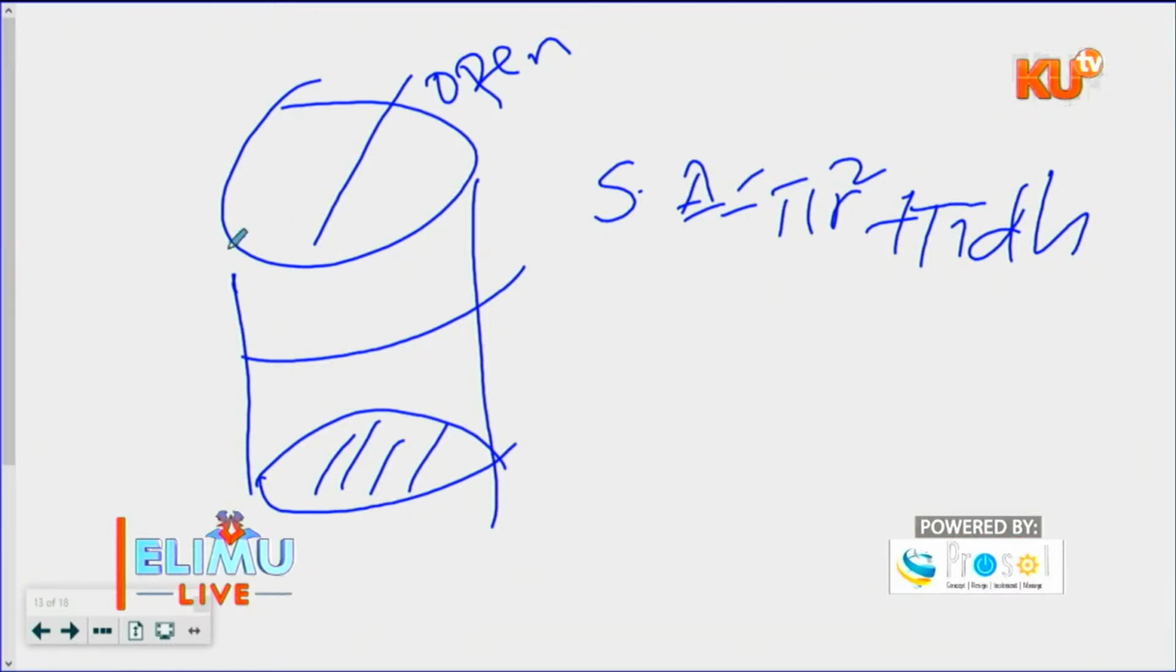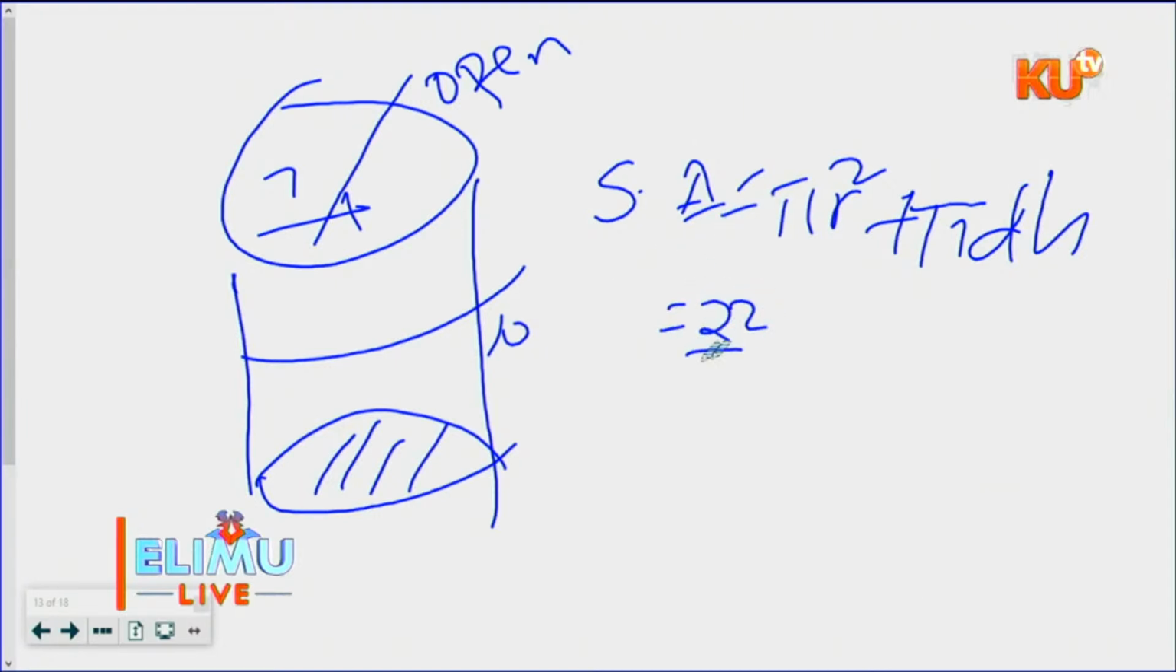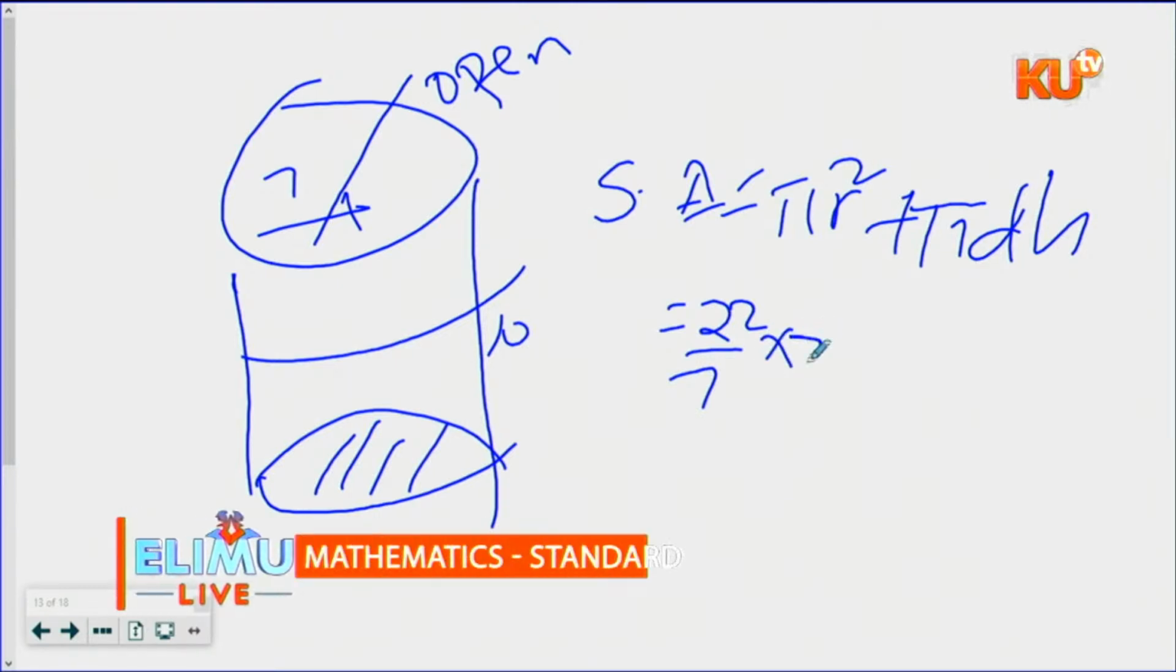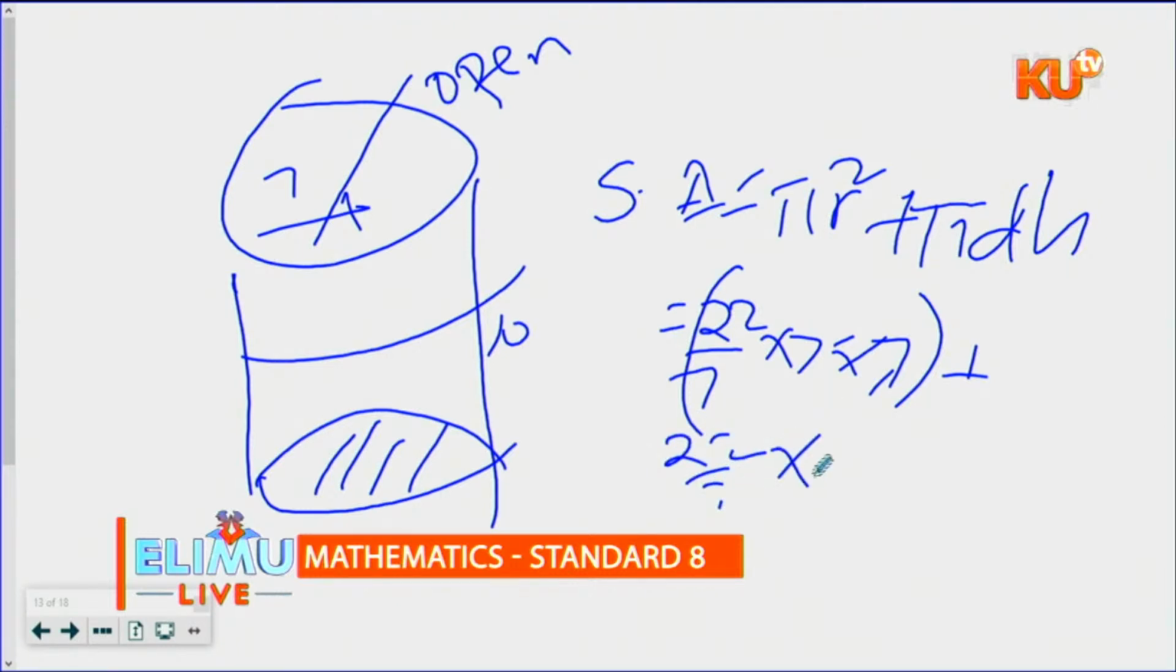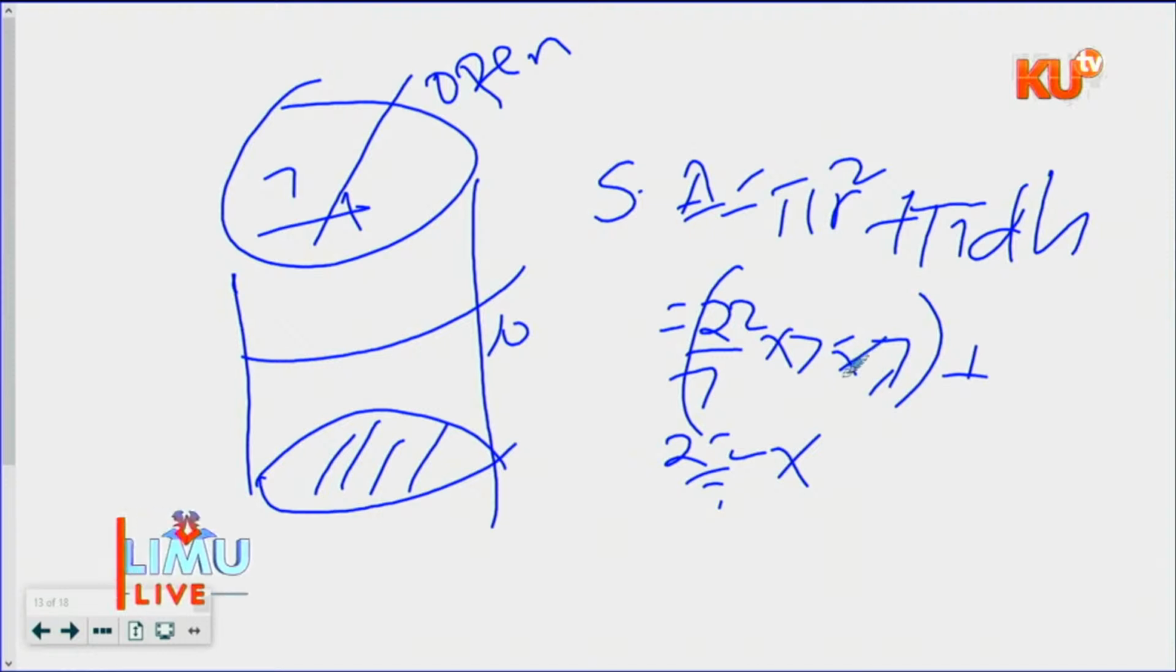For example, let's say here you've been given the radius as 7, and then the height here is 10. So this equals 22 over 7 times radius 7 times 7. This one is for the bottom, plus pi d h, that is for the curved part: 22 over 7 times diameter. If radius is 7, diameter is 14, times 14 times height 10. Sawa. So we simplify by cancellation.